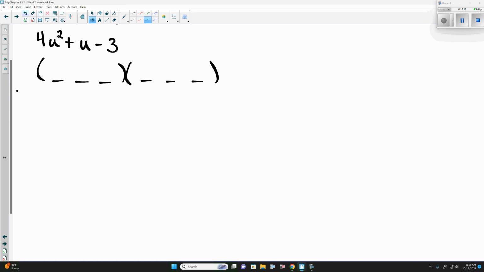Almost there, we go. Now, the other part of it, because that takes care of it when the third term is positive. If the third term is negative, the signs are opposite. The only way we can multiply two numbers together and get a negative is if one's positive and one's negative. That's the only way it works. So since the 3 here is negative, our signs would be opposite. One's positive, one's negative.